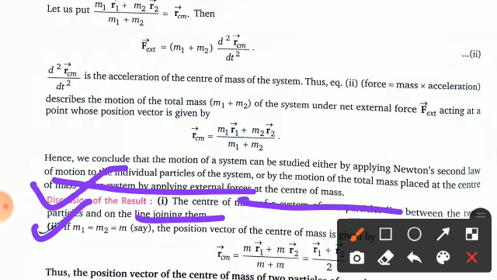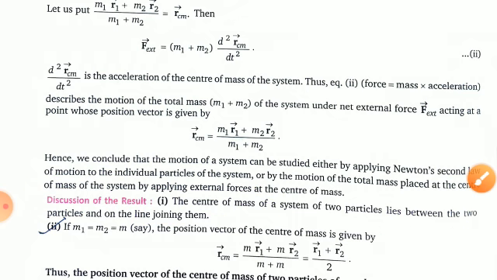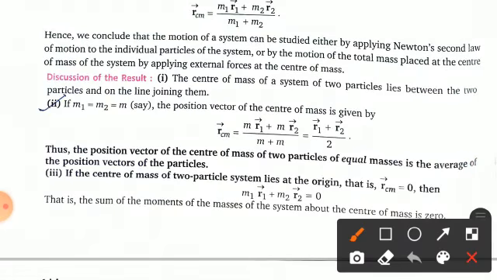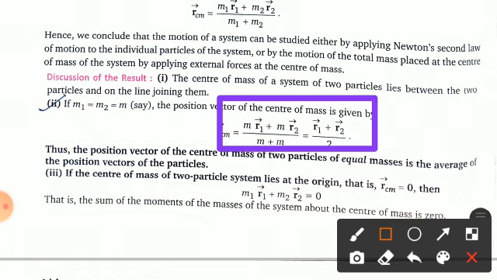Now what's the second one? If the masses of the two bodies are equal, say m, then what happens? The position vector expression changes to like this. You can see here, this is the final expression if the masses are equal. Fine. So thus you can say that the position vector of the center of mass of two particles of equal masses is the average of the position vectors of the particles. Clear? I hope you understand it.